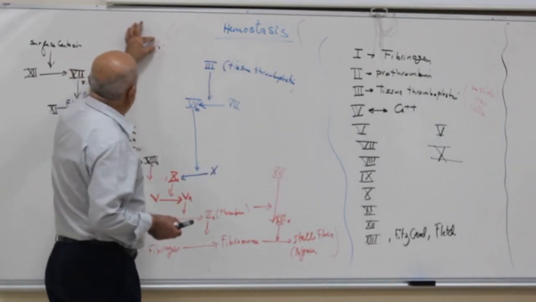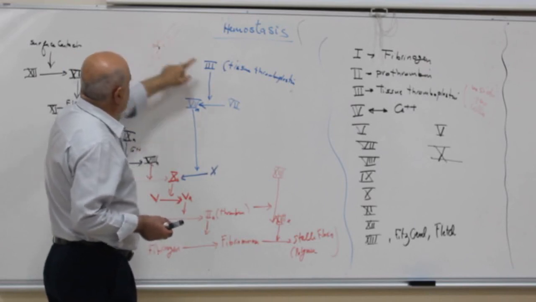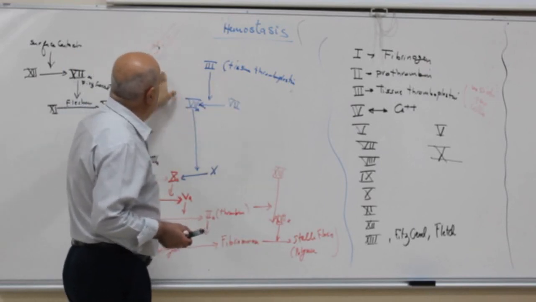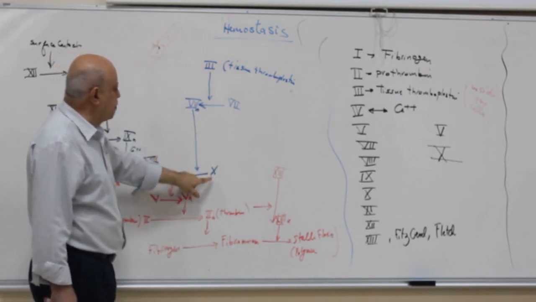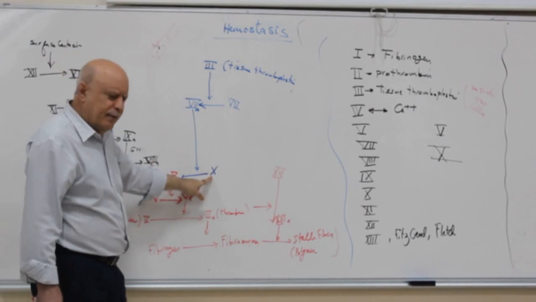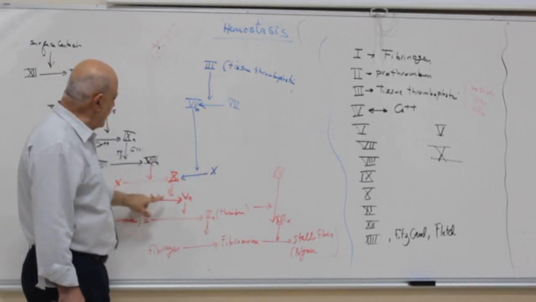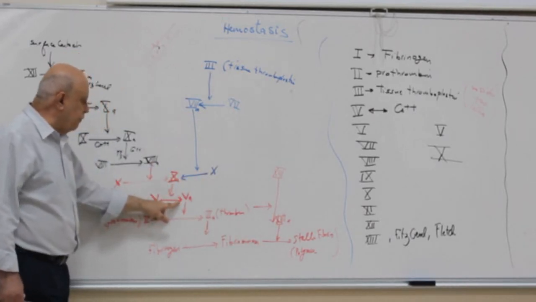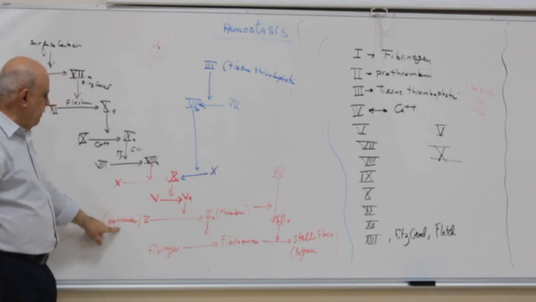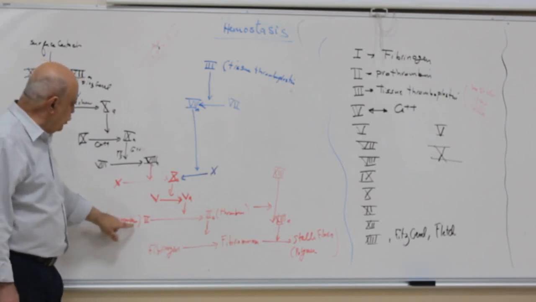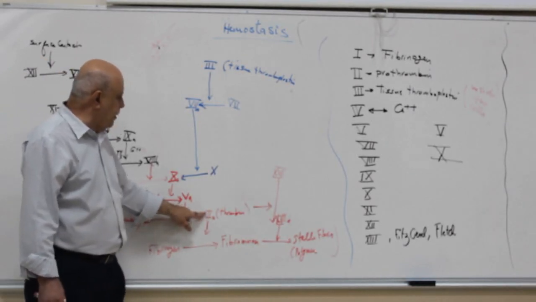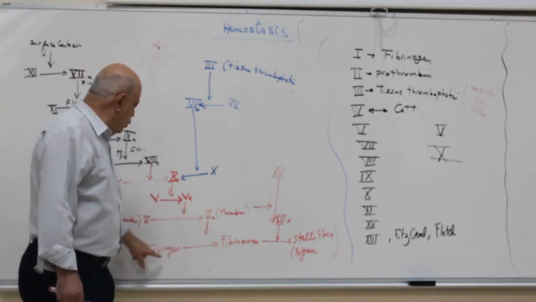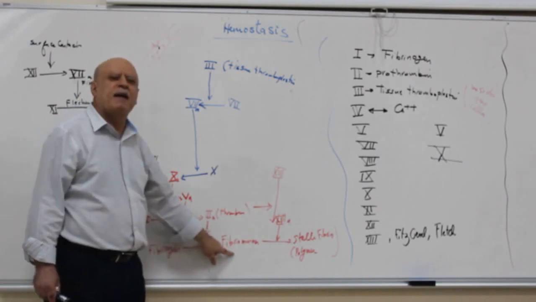As soon as the tissue of the blood vessel is broken, the tissue thromboplastin leaks into the blood and activates factor 7. Factor 7 in turn activates factor 10. Factor 10 activates factor 5. Factor 5 activates factor 2. Factor 2, which is prothrombin, becomes thrombin. Thrombin turns fibrinogen into fibrin.